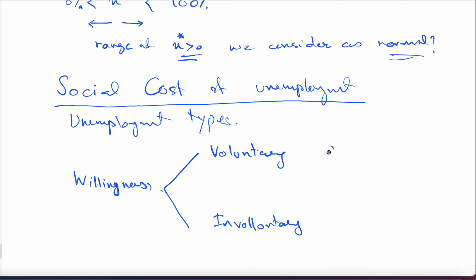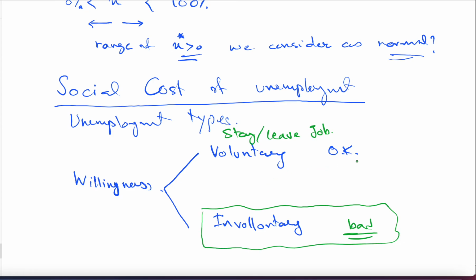So voluntary is okay. By voluntary, I mean the willingness either to stay in a job or leave the job, in either case. If it is the choice of the people in the labor market, it's okay. If it is not their choice, it is bad. If it is involuntary, this is the problem. But we always have some people who voluntarily want to leave the job.